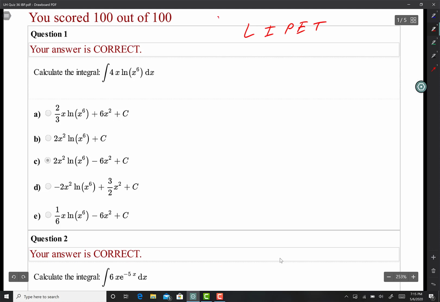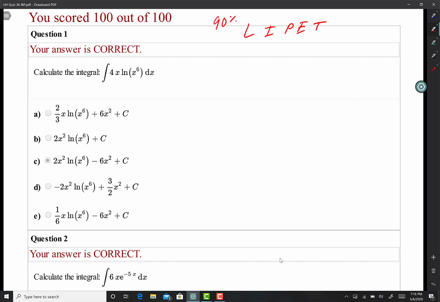We have an acronym called LIPIT, and this will help. Probably 90% of the time this will work. It helps you determine what's going to be your first letter, the u. The L stands for logarithmic, the I stands for inverse, like inverse trig functions, the P stands for polynomial, the E stands for exponentials, and the T stands for trig.